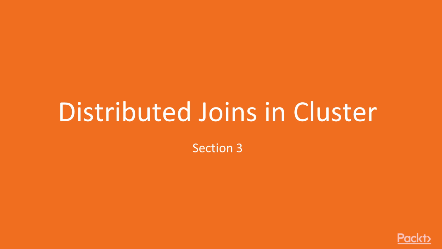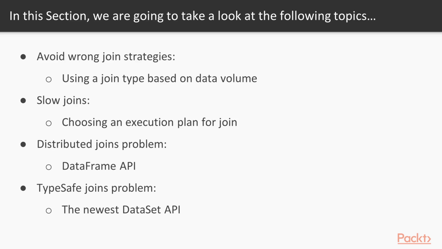Welcome to the third section. We'll be focusing on joins in a distributed environment, so we'll see how to perform distributed joins in a cluster. In the first video, we will see how to avoid wrong join strategies. We'll be using a join type based on data volume. Next, we will see slow joins and how to choose an execution plan for a join to speed it up.